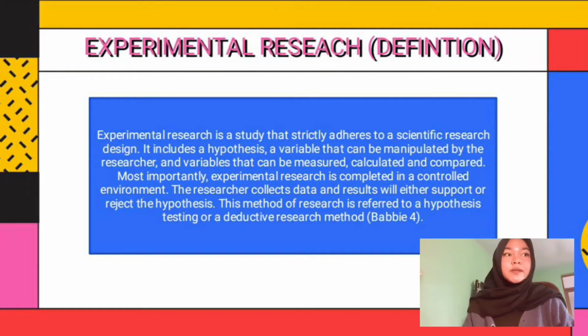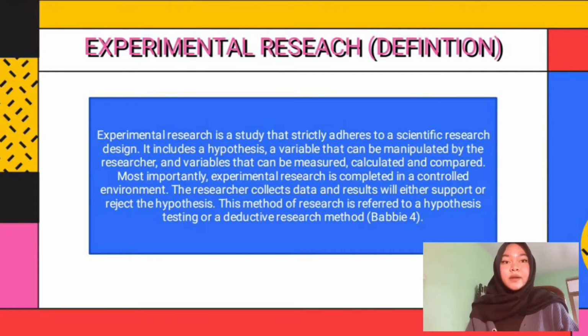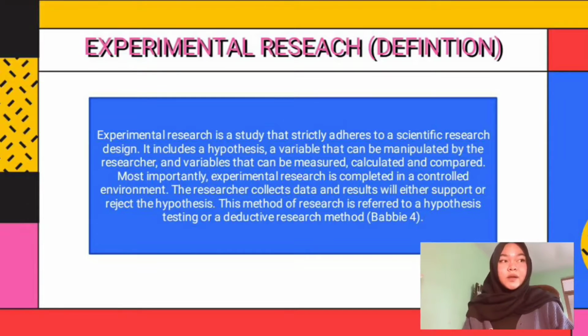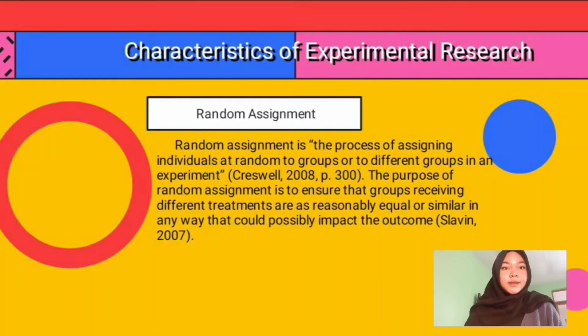Experimental research seeks to determine a relationship between two variables, that is, between independent variables and dependent variables. And after completing an experimental research study, a correlation between a scientific aspect of an entity and the variables being studied is either supported or rejected. So next is the characteristics of experimental research.